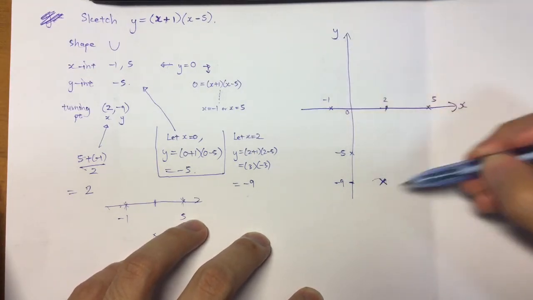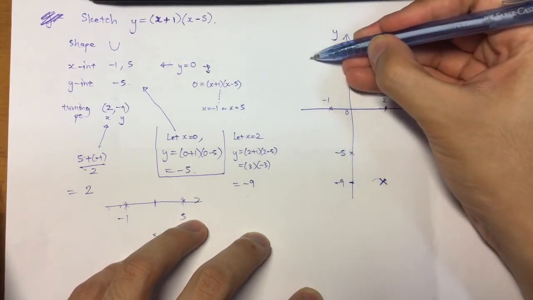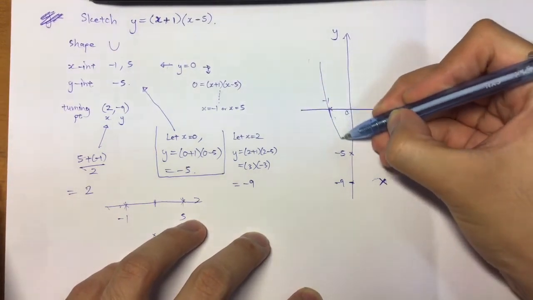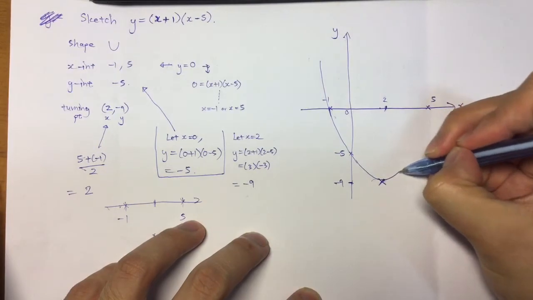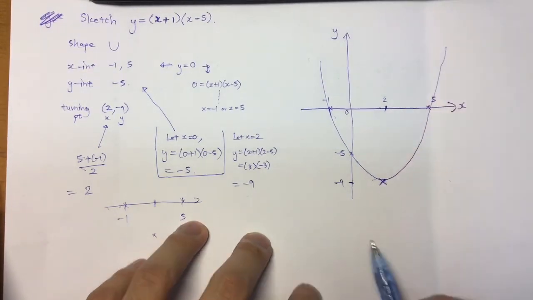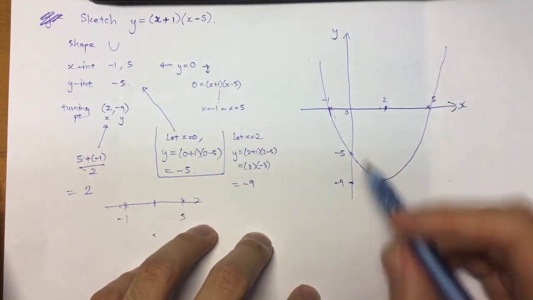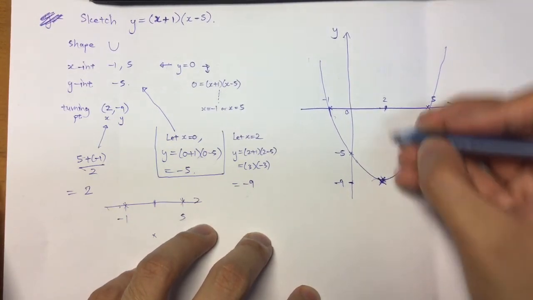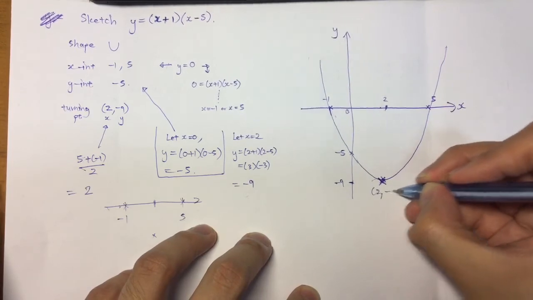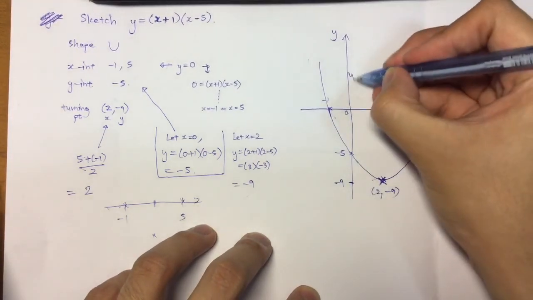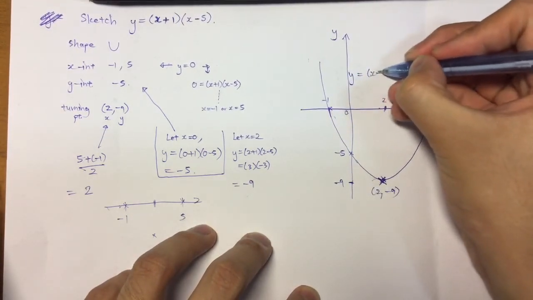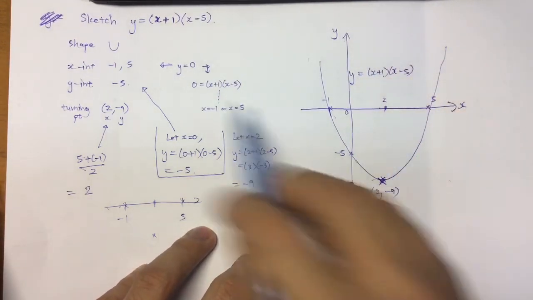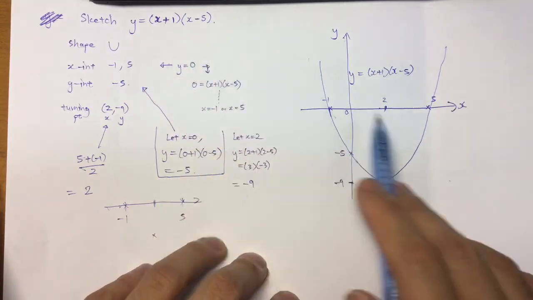So let's draw through all the points and see what we get. Draw it through as best as I can. Not so nice again, but you get the idea. It passes through here, turns at this point. So this is 2 comma negative 9. Now don't forget to label this graph, x plus 1, x minus 5. There you have it, the sketch of y equals x plus 1 times x minus 5.